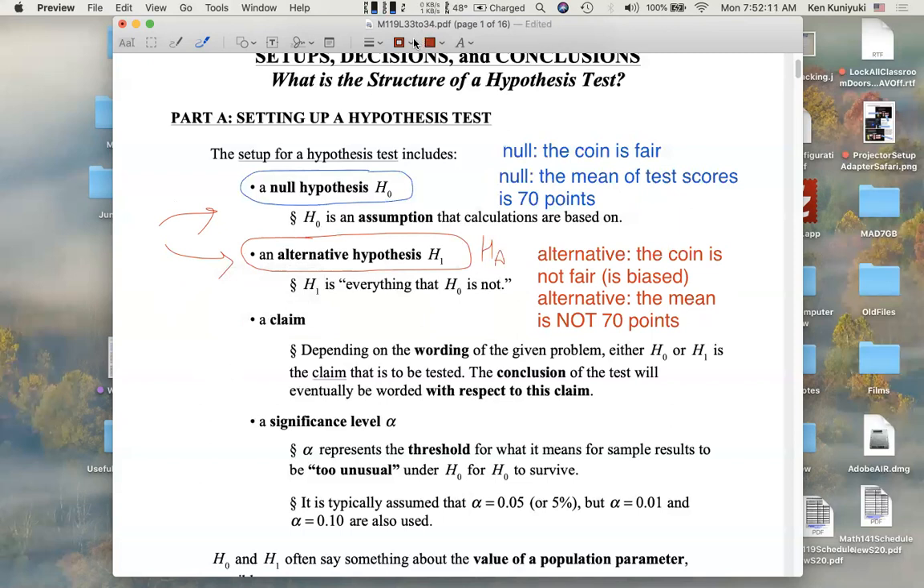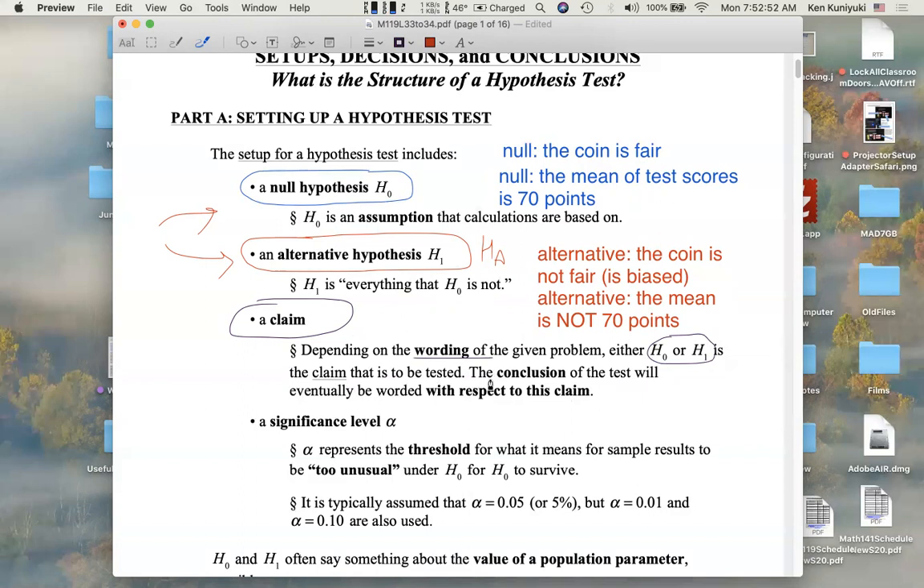And then there is a claim. This is the first time that I'm really introducing this. I've mentioned it before, the idea of a claim. And this depends on the wording of the given problem. In a hypothesis test problem, the claim is something like that. Depending on the wording, either the null hypothesis or the alternative hypothesis could be the claim. You have to figure out when the claim is the null and when the claim is the alternative. Sometimes it's one, sometimes it's the other, based on the wording of the problem. And that's the claim that we're testing with a hypothesis test.